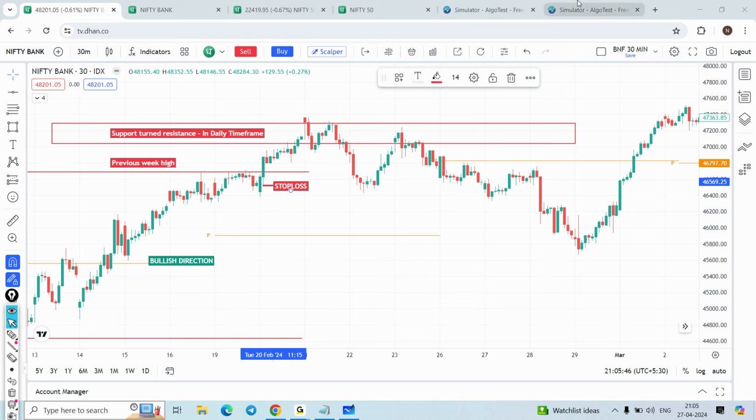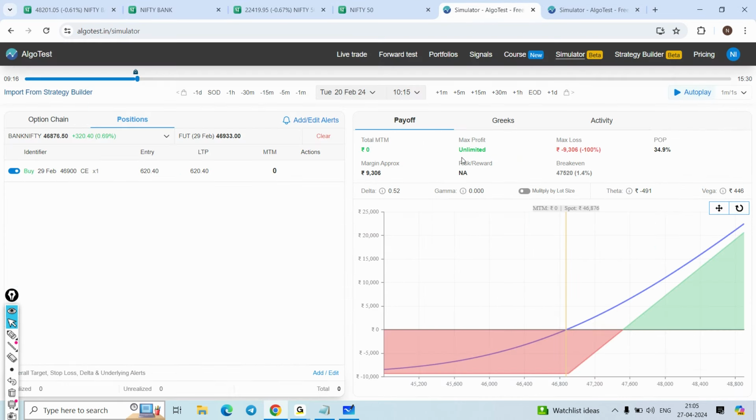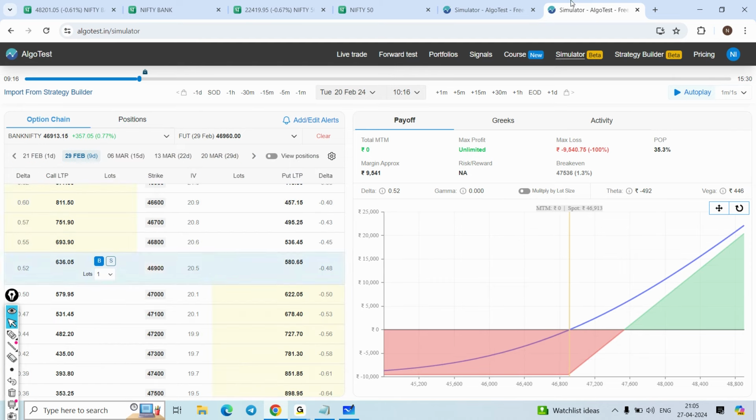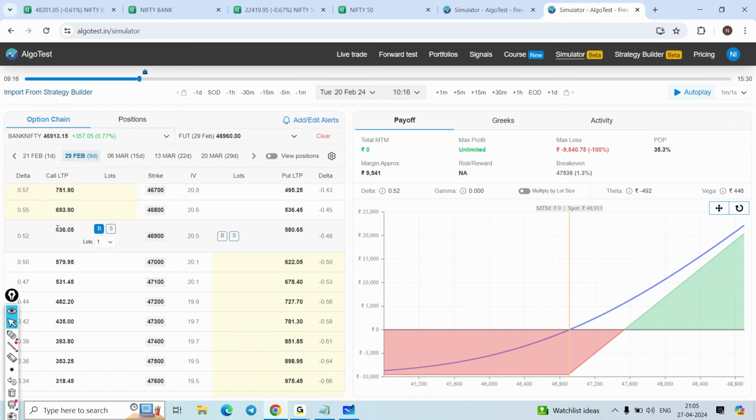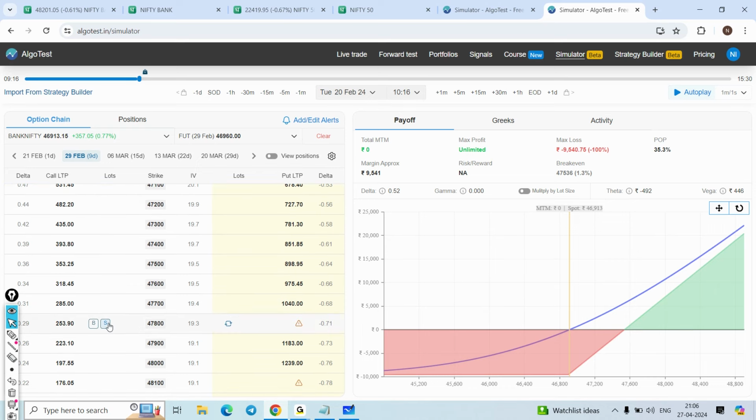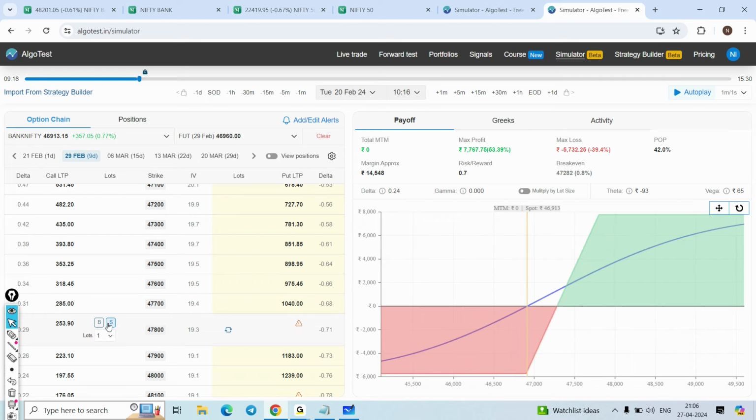Now we'll run both. One, only option buying. Two, hedged. Positionally I am hedged. How I am hedging? 636 is the premium I bought, less than 50%, that is 315. I'll be going with this 253. I can even further go back down, but I won't go that much.